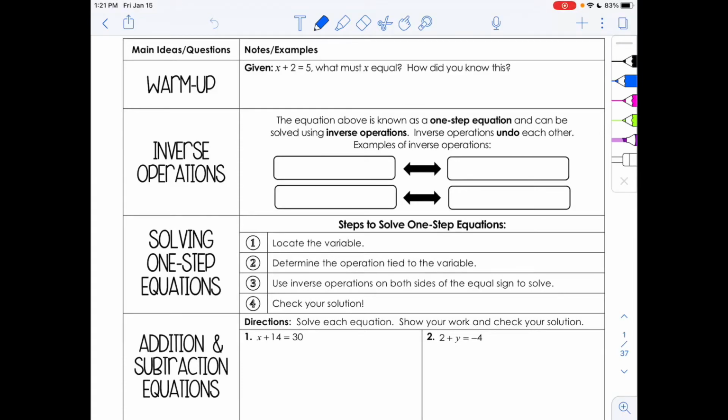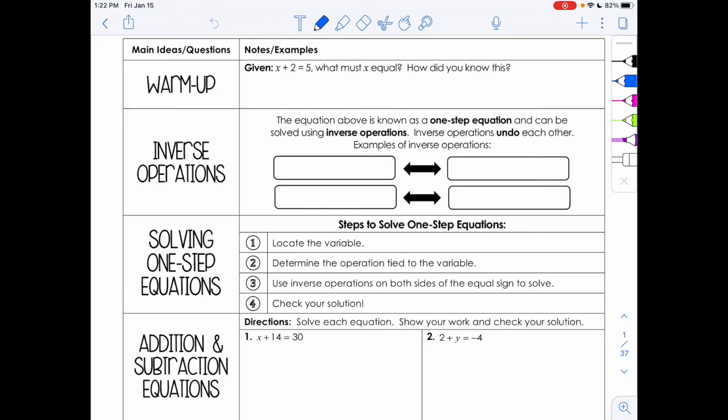In this lesson, we're going to begin our unit on equations and solving equations. In this unit, we look at one-step equations, two-step equations, and multi-step equations. One-step equations we are already familiar with. We've learned this topic previously.